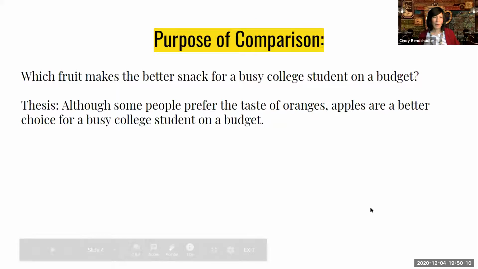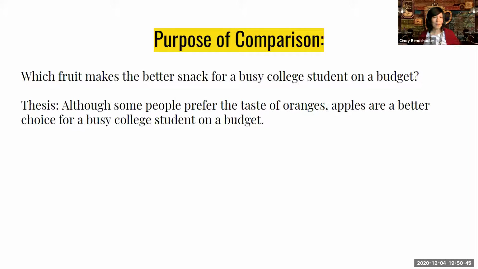But you also want to have a purpose, right? And so a lot of times the essential question is going to be that purpose. And if you aren't given an essential question, you might have to form your own question, and your thesis would be answering that. So if I wanted to talk about what fruit makes the better snack, specifically if you're a busy college student who's on the go and on a budget, doesn't have a lot of money, but wants something healthy and fast and quick and easy and not too expensive, but still tasty, right? Which one is going to be the better choice?